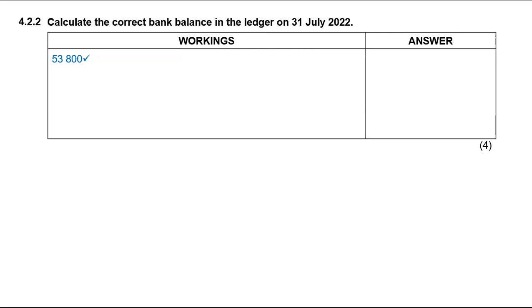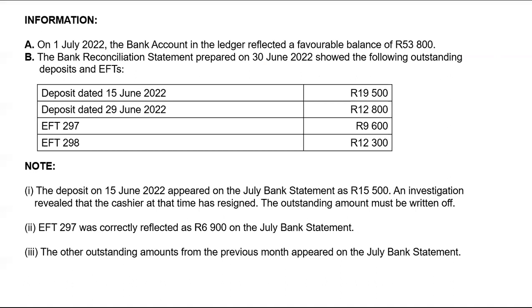Let's move on. Then they say the bank reconciliation statement prepared on 30 June 2022 showed the following outstanding deposits and EFTs. So these are deposits and EFTs that were not in the June bank statement. So we need to compare them to the July bank statement. If they're in the July bank statement, we are going to tick them. But we noticed this as we compared them to the July bank statement.